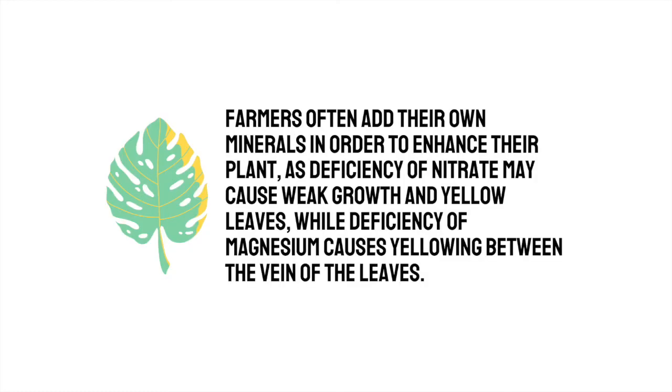For this reason, farmers often add their own minerals in order to enhance their plants, as deficiency of nitrate may cause weak growth and yellow leaves, while deficiency of magnesium causes yellowing between the veins of the leaves.